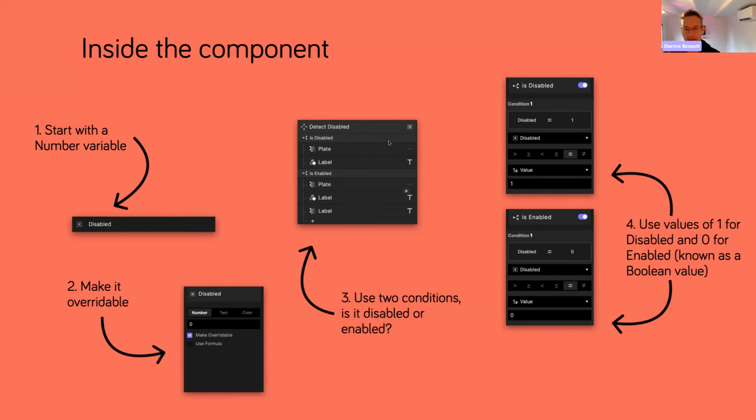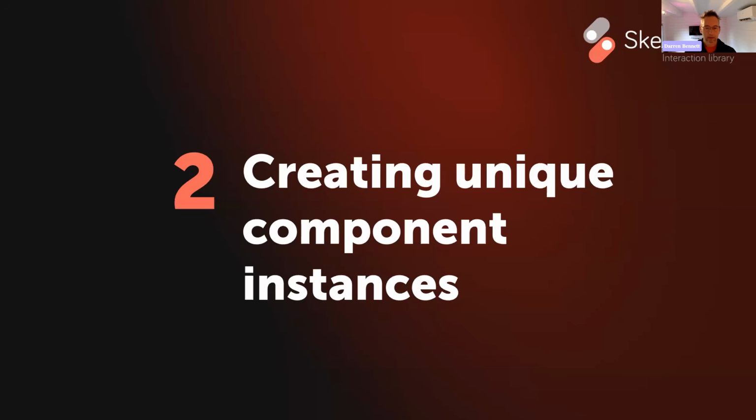So for condition 1, so this is disabled, it's basically looking to see if disabled equals 1, and it's looking at the variable here. And if it is, then it's going to do that stuff. And then conversely, if it's enabled, it obviously needs to see if it equates to 0. So it's really as simple as that to create a component with component states. Obviously, you could add more states and you could have more conditions if you wanted to. Okay.